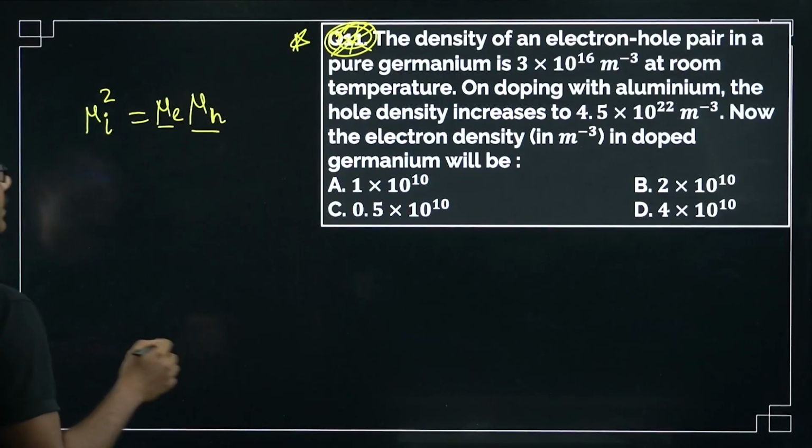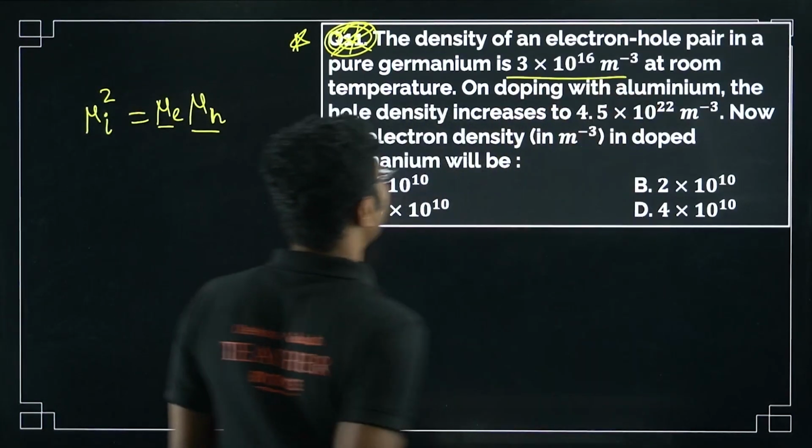So let's put the values over here. n_i is 3 into 10 to the power of 16.